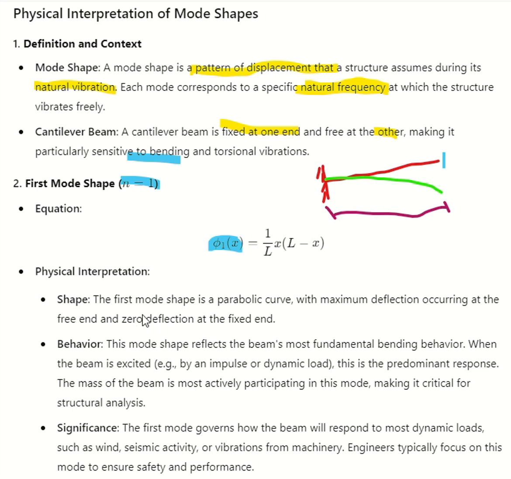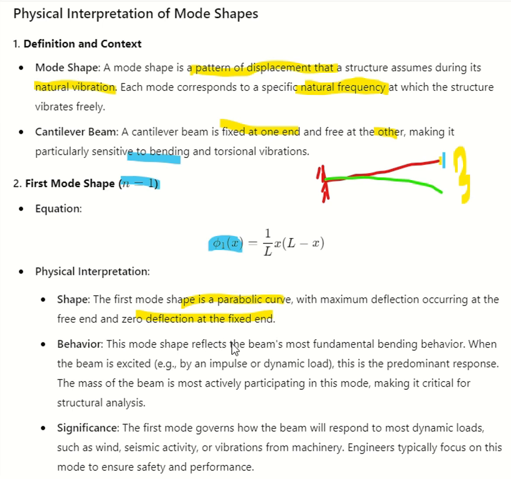If you see, this green one is the shape of the first mode. It is basically parabolic. This x into (L minus x) will become a quadratic equation, with maximum deflection occurring at the free end. This is the free end, where the maximum deflection occurs, and at the fixed end it is 0. That's the first mode shape.